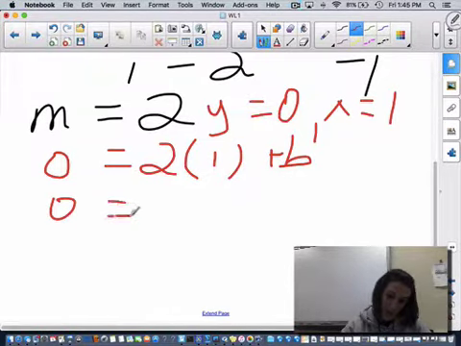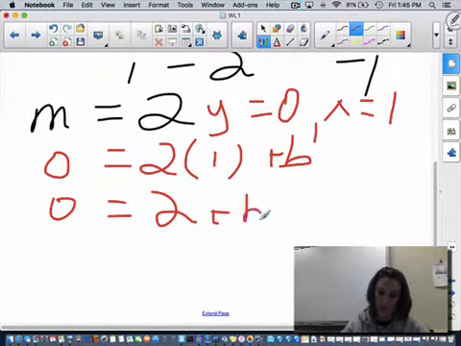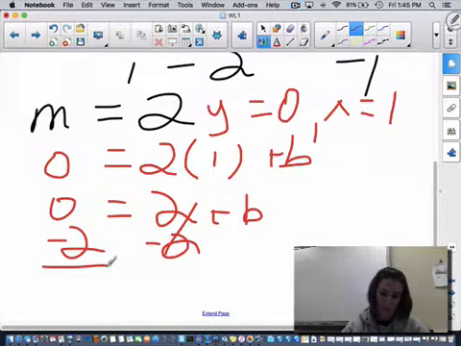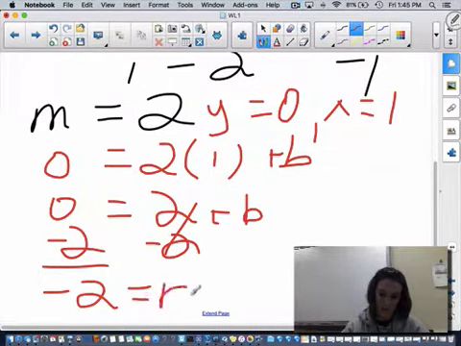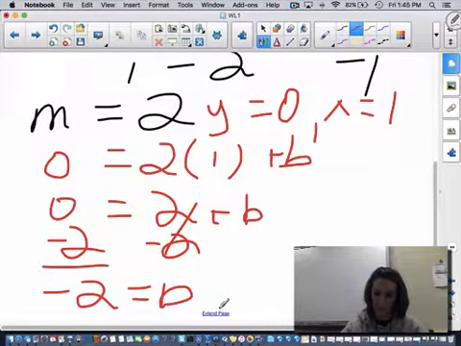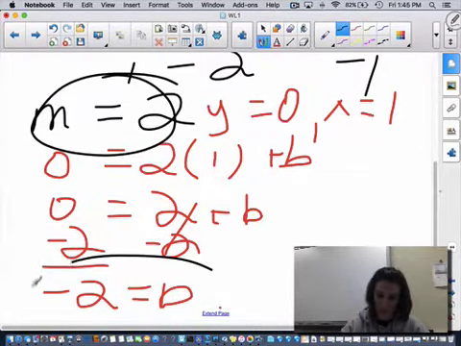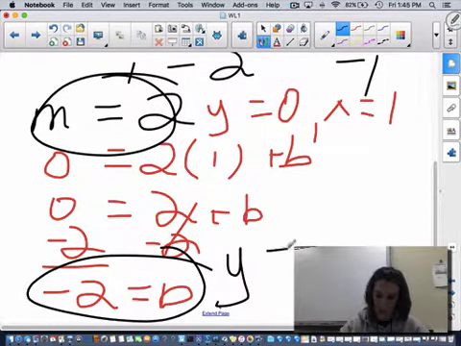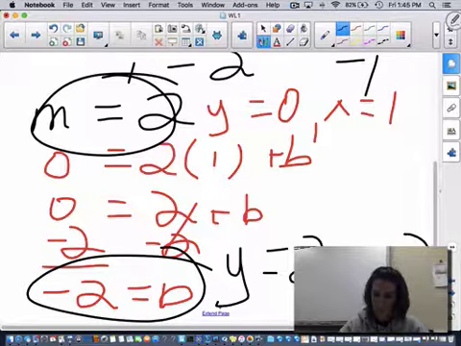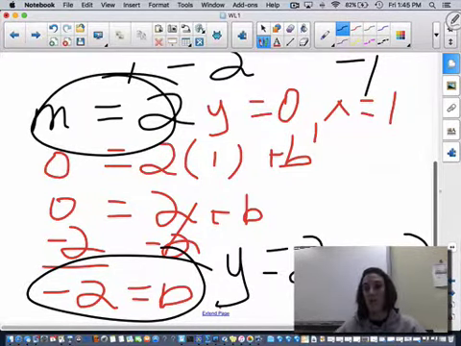So 0 equals 2 times 1 is 2. Add b. Subtract 2 to get the b by itself. So b equals -2. So I solve for my slope right here. Just solve for my b. So y equals 2x minus 2. It was a -2, so don't put plus -2. And just change it to -2. We don't want to double the signs. 2x minus 2.